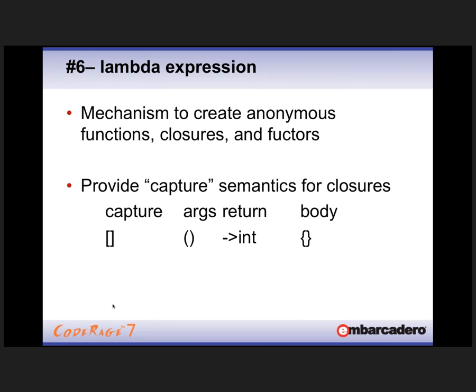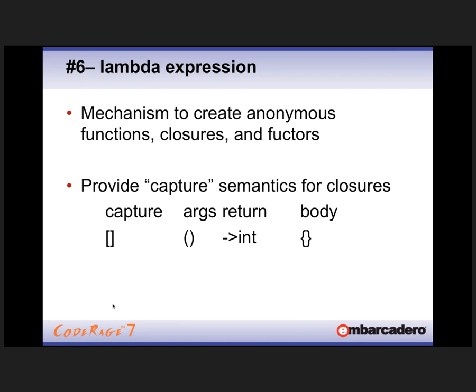You can capture by reference, and you would use an ampersand operator, for example, in there. You then specify the arguments to that function. You have an optional return type, which is specified by the arrow operator and the type, and then the body of the function. And I say the return type is optional because, again, C++11 has done a very good job of being able to infer return types.